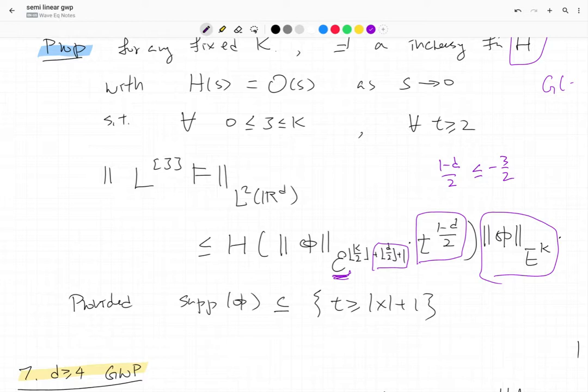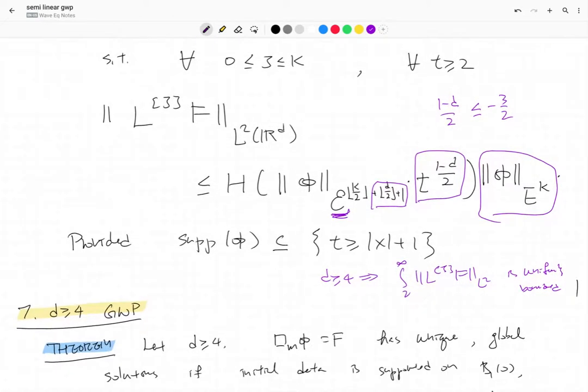In particular, the key idea here is that if d is bigger than or equal to 4, this tells us that the integral from 2 to infinity of the L2 norm of Lj f is uniformly bounded, provided these norms of phi on the right hand side are uniformly bounded. That's the key idea.